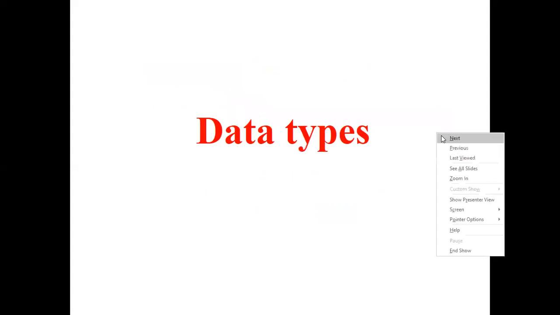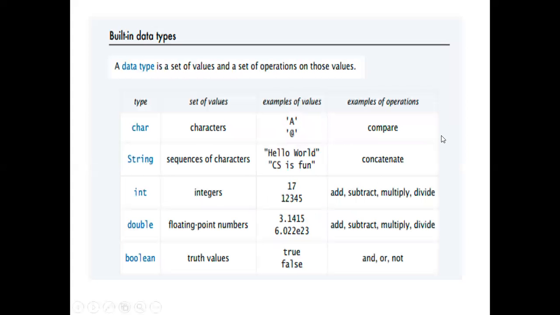Data types. So what exactly are data types? There can be a user-defined data type, and there can be a built-in data type. Here I'm giving you a clear idea on built-in data types only. A data type is a set of values and a set of operations on those values. This is the clear definition of a data type.